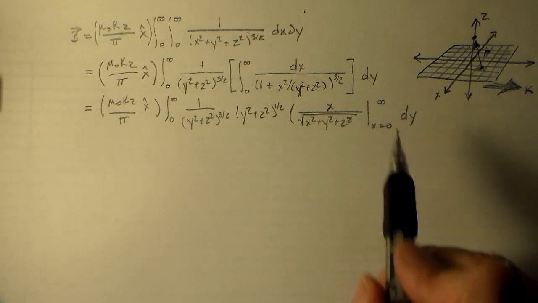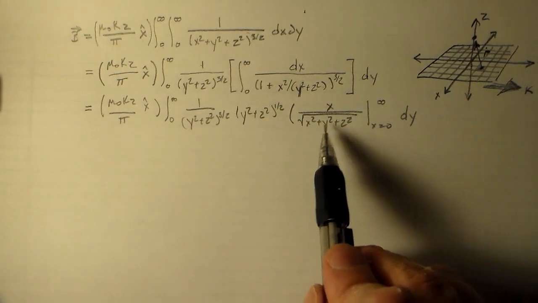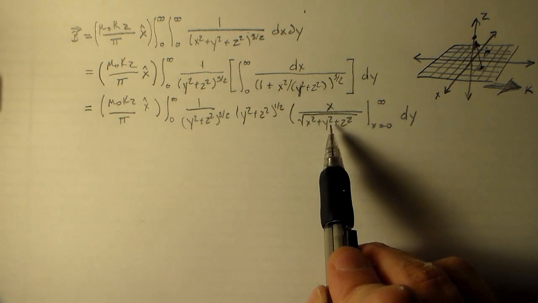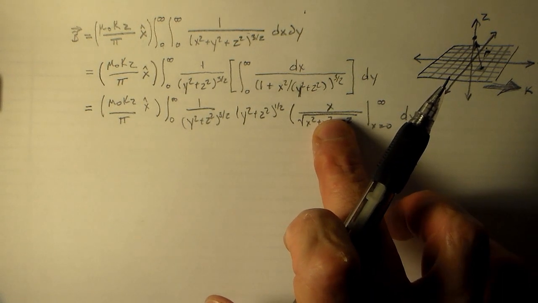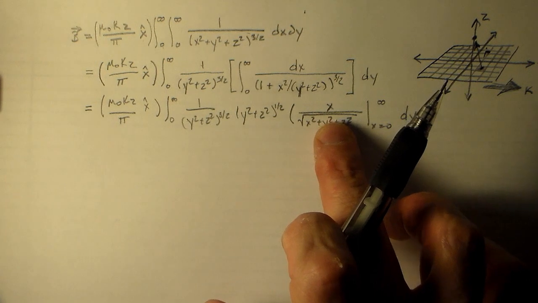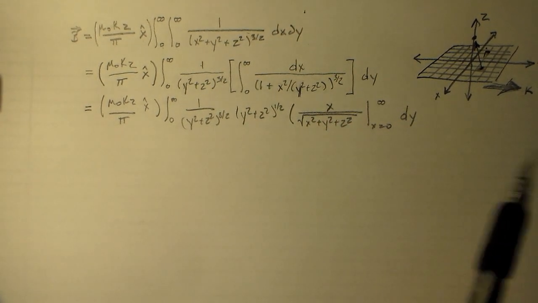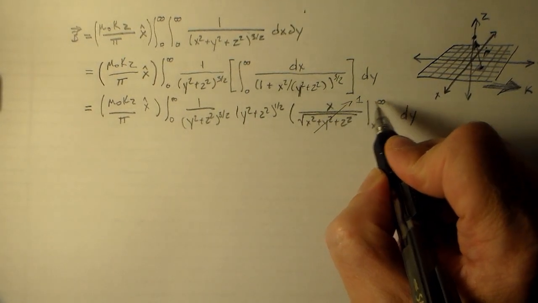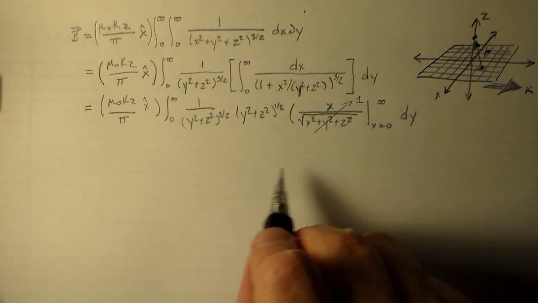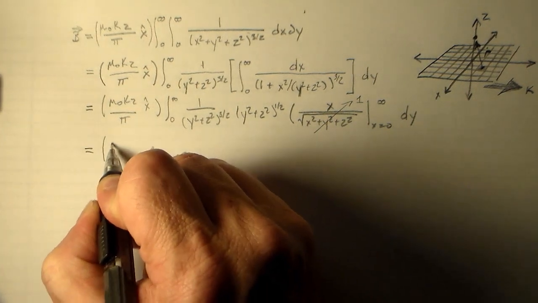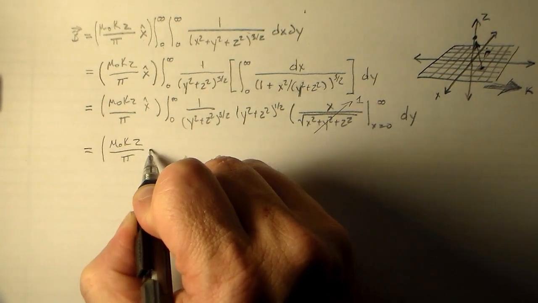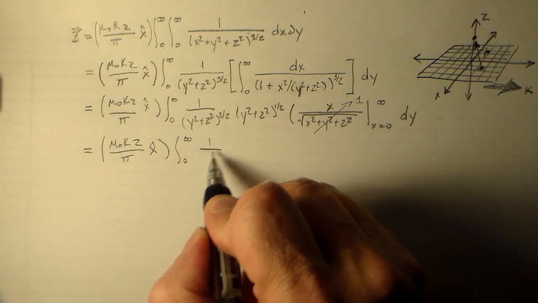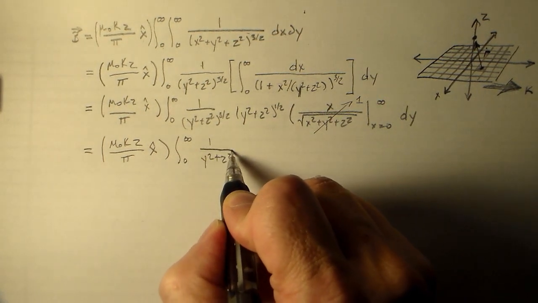So there are 2 spots here. At x equals 0, the denominator is non-zero and the numerator is 0, so it's 0. At infinity, we can ignore this; we have basically just the sign of x, and the sign of infinity is just going to be 1. So this thing is equal to 1, we don't have to worry about that anymore, and we cancel that stuff out. Now we're at mu naught kz over pi, integral from 0 to infinity of 1 over y squared plus z squared dy.